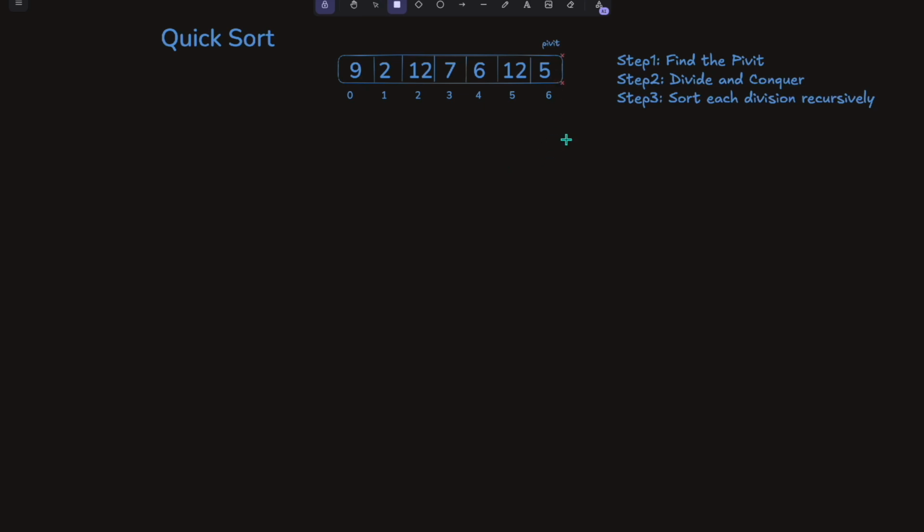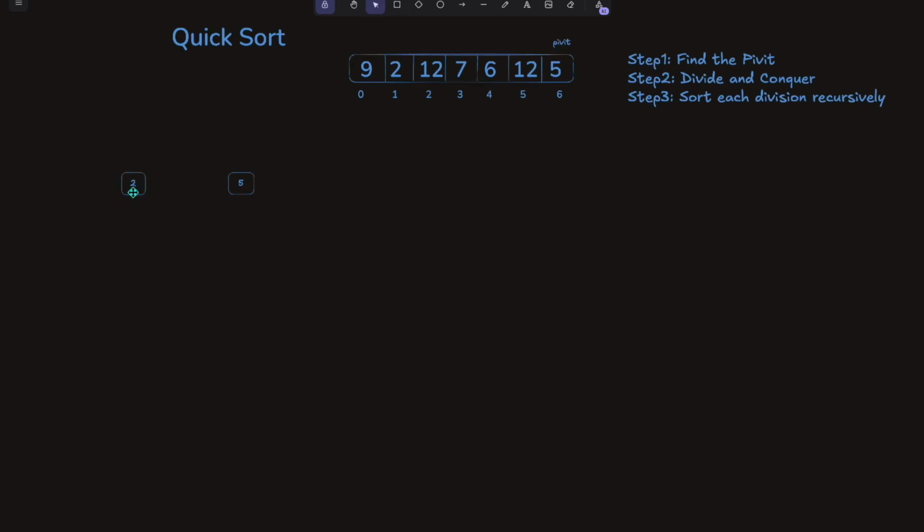As I said, pivot is the element for which all the elements lesser than the pivot element should come at the left side, and all the elements greater than the pivot should come at the right side. So this is the pivot element, which is 5. Let's write it here. What elements are there which are lesser than 5? We will keep them on the left side of 5. So here you can say it's 2. So 2 will come here.